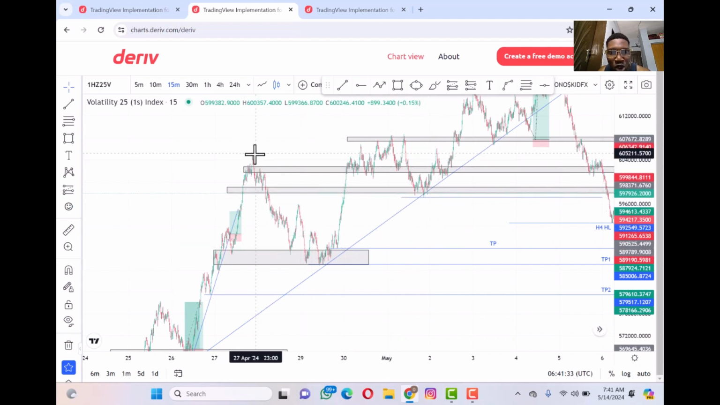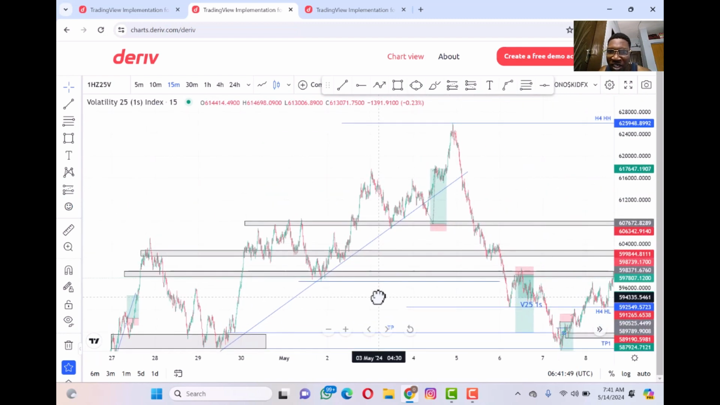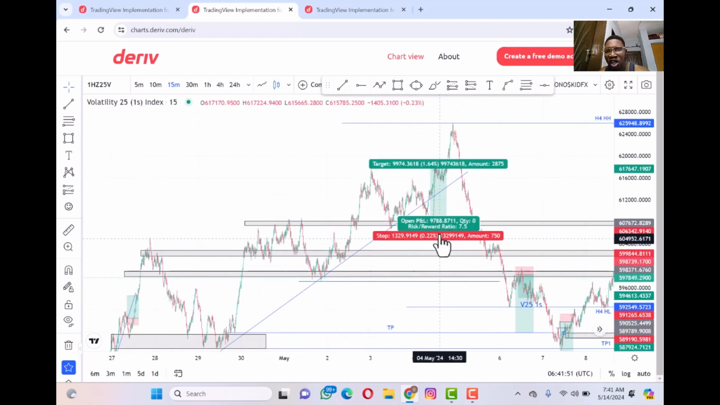You see that after a break of this structural level here, this high was taken by this candle. I have to wait again. I think I made an entry here. Okay, yes, I made a re-entry around this particular level, and you see I was following up with this market, and I was supposed to make an entry from here.